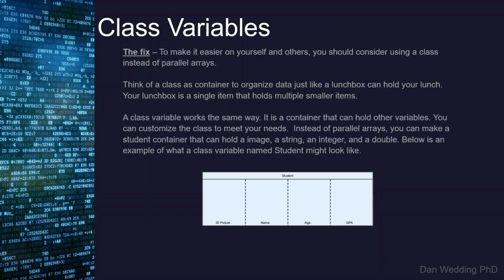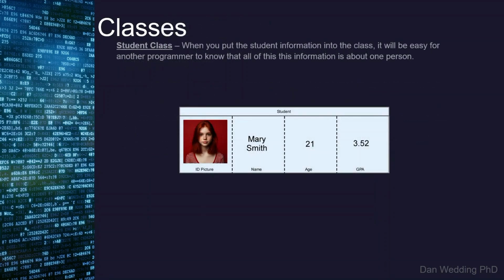Instead of parallel arrays, you can make a student container that can hold an image, a string, an integer, and a double. Below is an example of what a class variable named student might look like. When you put the student information into the class, it will be easy for another programmer to know that all of this information is about one person.